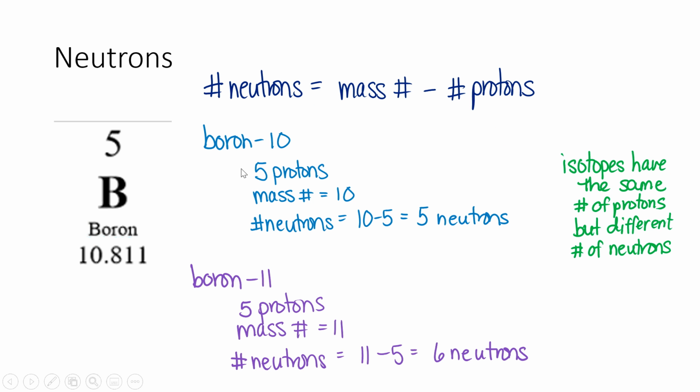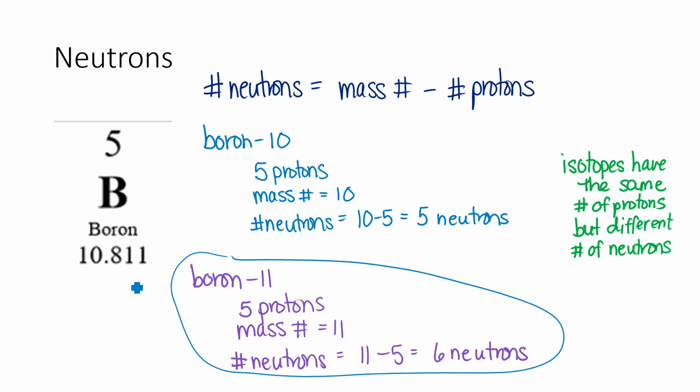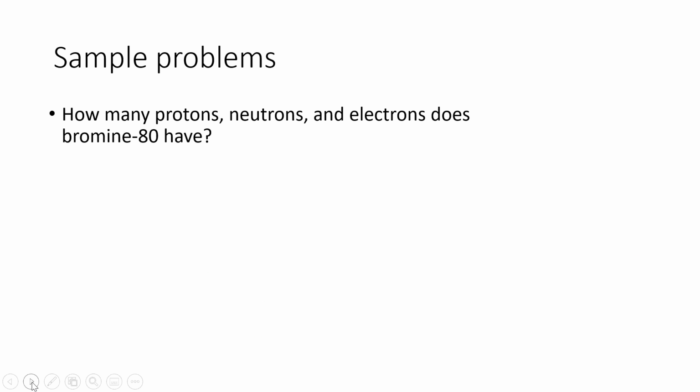We can then think about how many neutrons are in each of these isotopes. Boron 10 has 5 protons and 5 neutrons. Boron 11 has 5 protons and 6 neutrons. And this version of boron is the more common version. I know that because the average mass is closer to 11 than it is to 10. So this is close to the average.